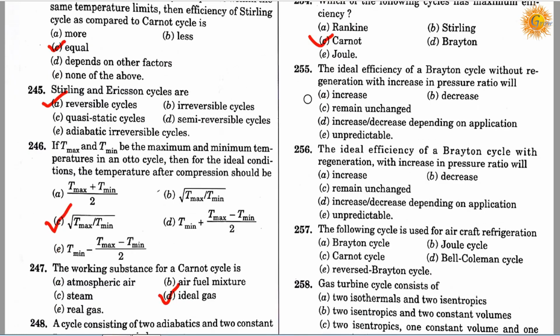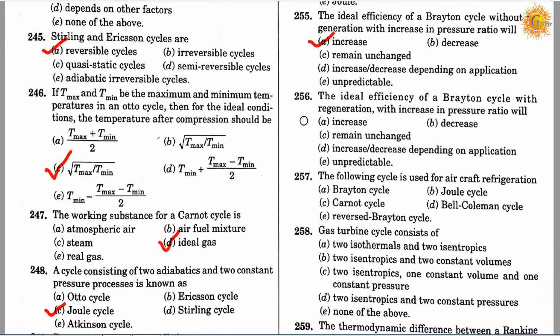Question number 255. The ideal efficiency of Brayton cycle without regeneration with increase in pressure ratio will: option A, increase; option B, decrease; option C, remain unchanged; option D, increase or decrease depending on the application; option E, unpredictable. So correct answer is A. It will increase.